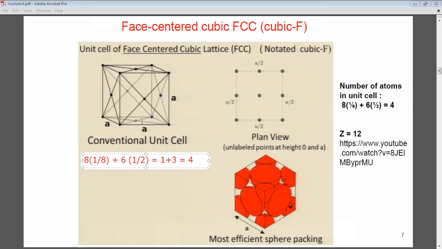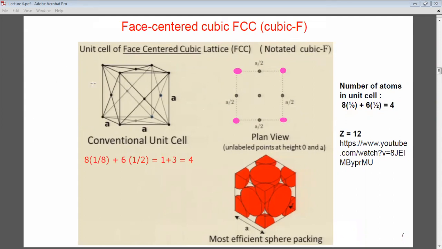Now, if I look from the top, that is, if I look at this plan view, I see, first of all, the 4 corners. Okay, the 4 corners, they are here. They are at height A. Underneath them, we have these points over here. They are at height 0. So unlabeled points are at height 0 and A.